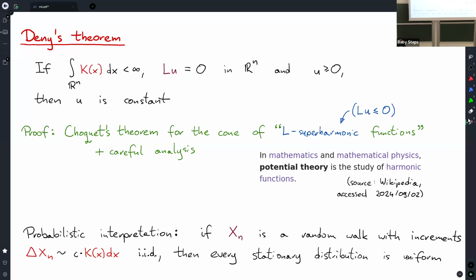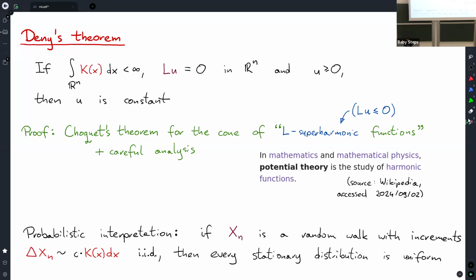Actually, it's much better if you think about that in probabilistic terms. If the integral is not just finite, but equal to 1, then you can consider a random walk: cumulative sums of IID random variables, which have distribution density given by K. It turns out that this interpretation is very fruitful. We'll come back to that later. And we can rephrase the Liouville theorem in that framework as follows. It turns out that if you have a stationary distribution for that random walk, then it's necessarily constant.